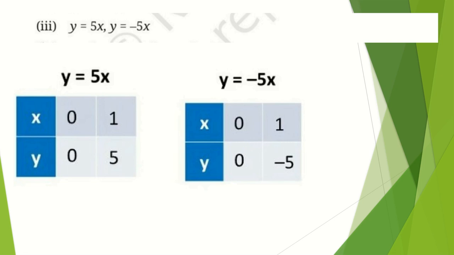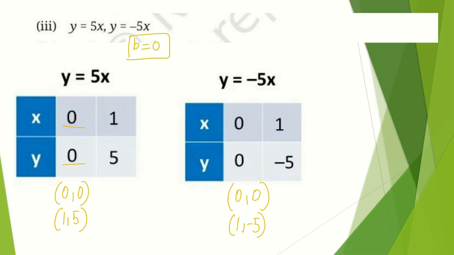y equals 5x and y equals minus 5x. Okay, so first of all, let us take the values. y is equal to 5x means, for this coordinate, if I put x equal to 0, y equals 0. So 0, 0 is the first coordinate. Next one, if I put x equal to 1, clearly y will be 5. So 0, 0 and 1, 5 are the coordinates. Here it will be 0, 0, and if x is equal to 1, y will be negative 5.